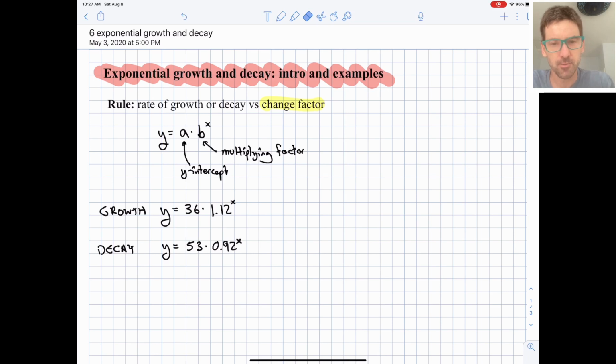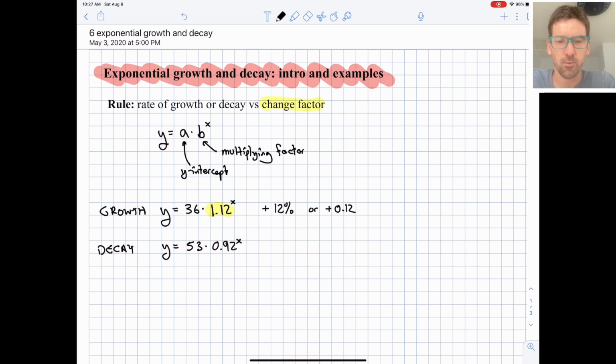So in this first one, the growth or the multiplying factor is 1.12. Every time x gets bigger by 1, we're multiplying y by 1.12. But the change factor is plus 12% each time, or plus 0.12. So you can think of this as if we had an interest rate of 12%, or if something was gaining in value or appreciating in value each year by 12%, we would get a multiplying factor of 1.12.